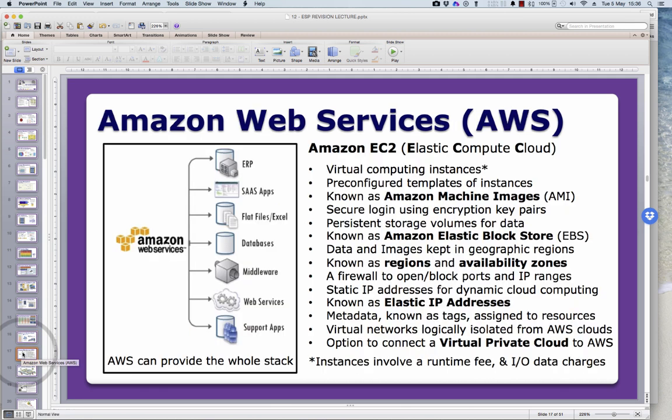Here's Amazon Web Services. Look at all the things that they can do. They offer ERP, they offer software as a service apps. You can have flat files and Excel, they can store that, databases, they handle middleware, they handle the design and management of web services and support applications.